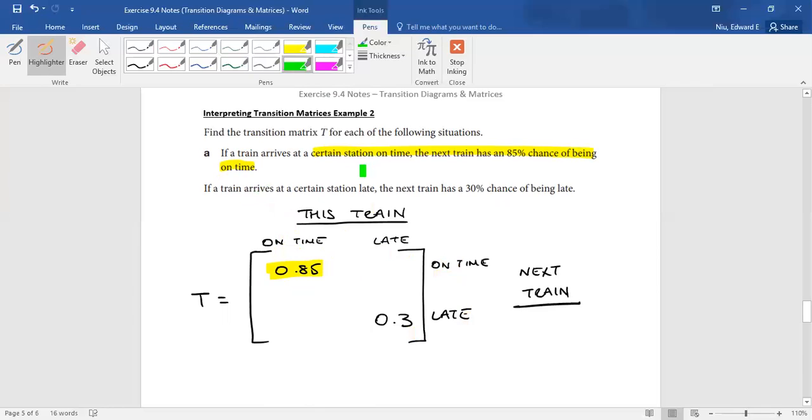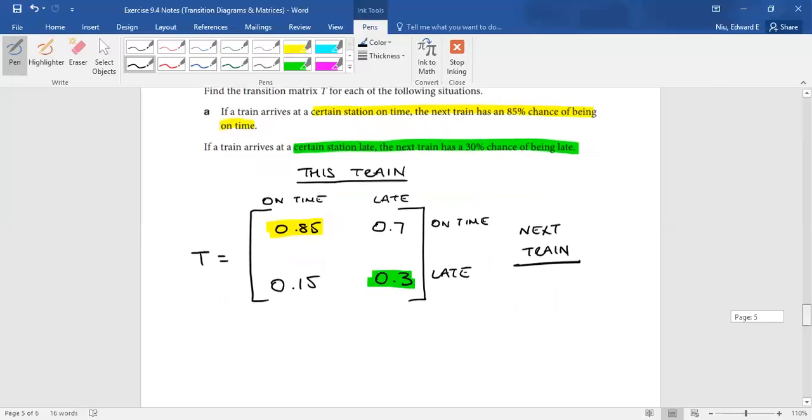If a train arrives at a certain station late, the next train will also have a 30% chance of being late. So late and late, 30% chance, which is 0.3. Now, remember how each column has to add up to 1? Well, you would go 1 take away 0.85 to figure out the value here. So 1 take away 0.85 gets us 0.15. And then 1 take away 0.3 gets us 0.7 in the top right, where if the train's late, there's a 70% chance of it being on time.